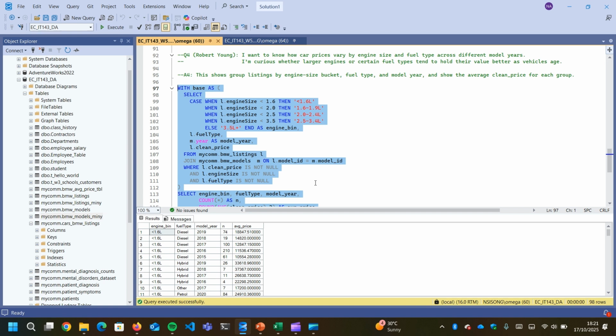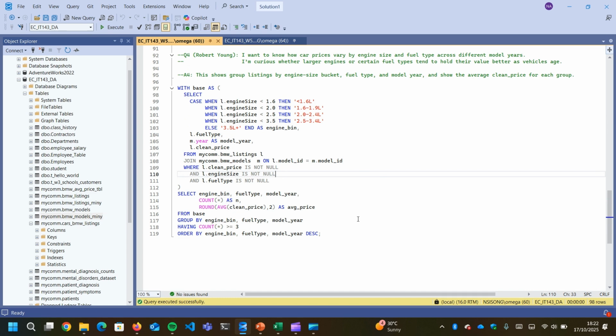So this is it. Basically, this helped the product team identify which engine and fuel combinations retain value best as the car ages. So this is it: diesel, hybrid, and the rest of it.